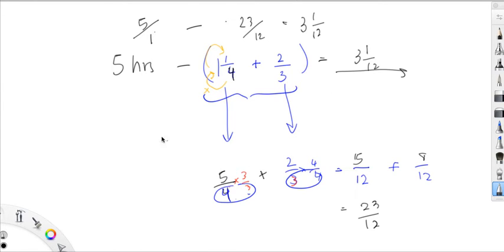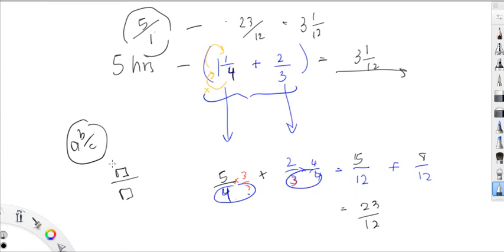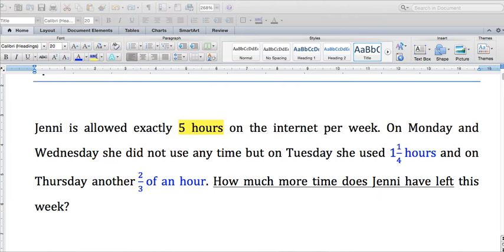3 1/12. So she has 3 1/12 hours remaining. Cool. So you can plug it in your calculator, and just remember your fraction button is a little bit different to my fraction button. Your fraction button might look like this. So when you put this fraction in, 5/1, you're going to push 5, then you're going to push your fraction button, which could look like this, or this. 5 fraction button over 1, and then minus 23 fraction button over 12, and then equals. Cool. Right, so that's that question done.